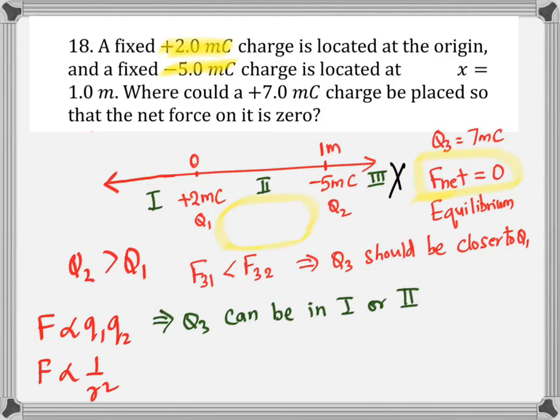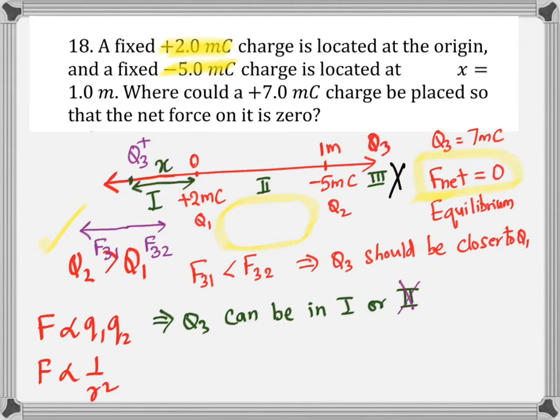So now we are left with the first region. In the first region, again we draw F31 and F32 based on the attractive and repulsive forces, and this time F31 and F32 are in opposite directions, which is what we need because we want the net force to be equal to 0. So in the first region, we have a possibility of making the two forces equal to each other, and as a result we can get the net force equal to 0. That means the only region where we can place Q3 is the first region.